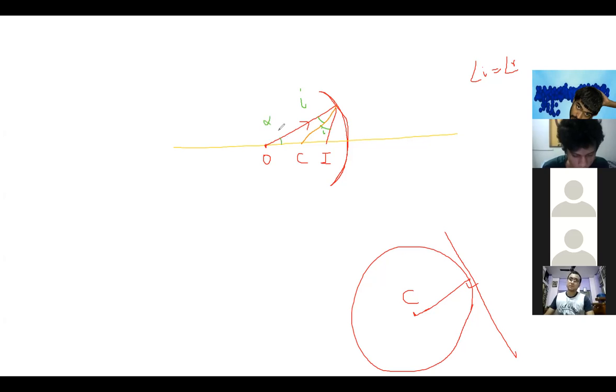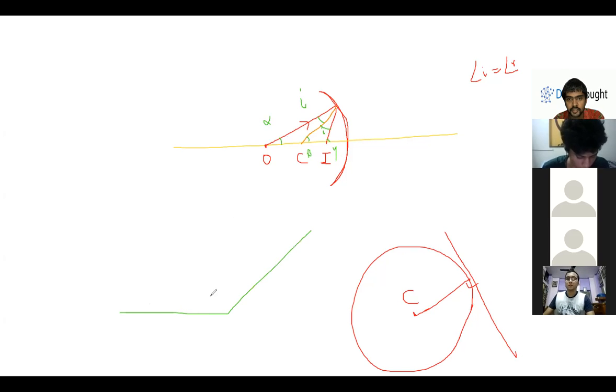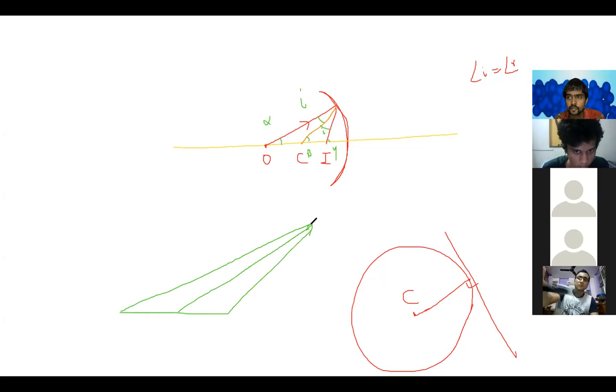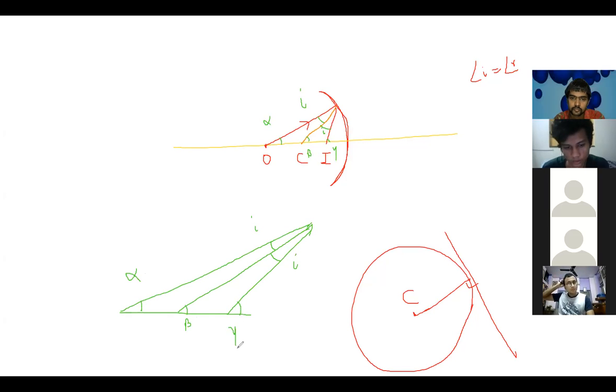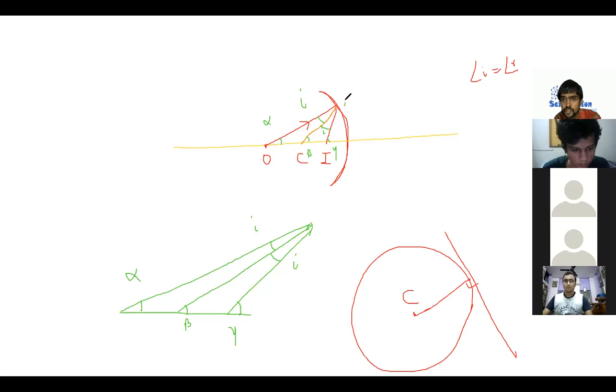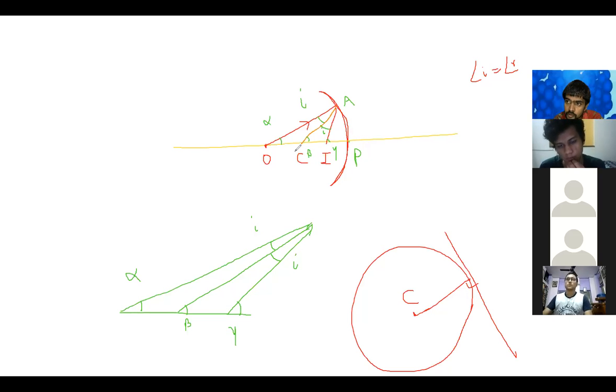Let me call this alpha, let me call this beta, and let me call this gamma. We see an interesting triangle here, right? In this triangle, what makes it interesting? The law of reflection. So this is I, and this is also equal to I. Why are they both equal to I? Because angle of incidence is equal to angle of reflection. And why did we take C? Because the point connecting A and C is the center, so it's the normal. Why do we need the normal? To find the angle of incidence.